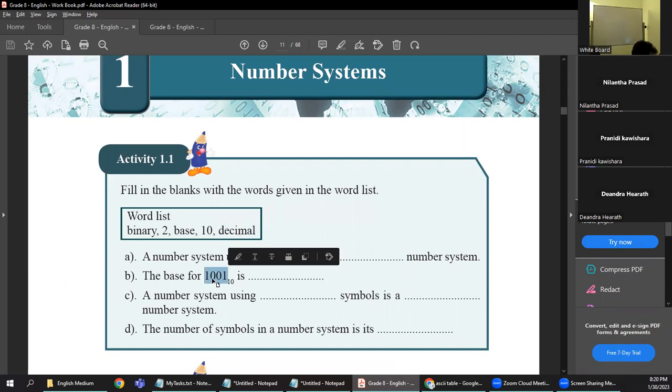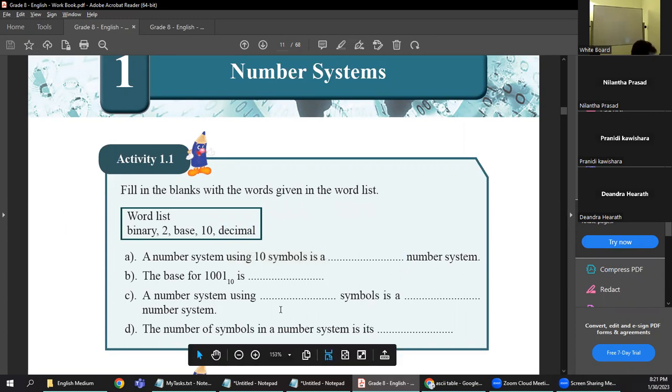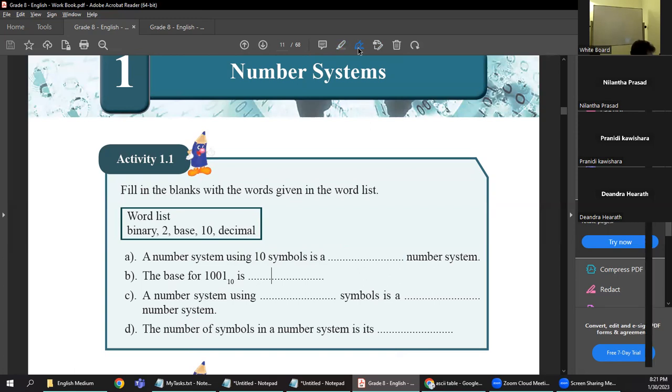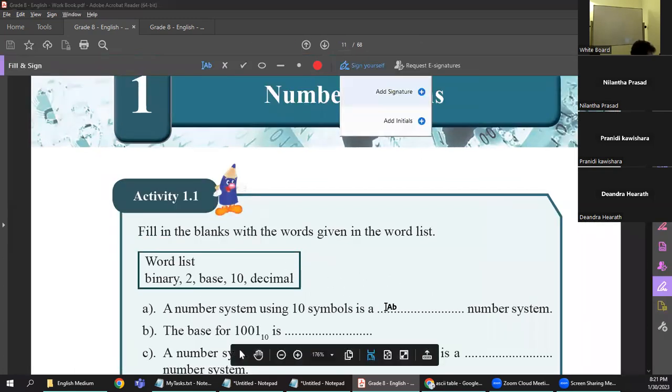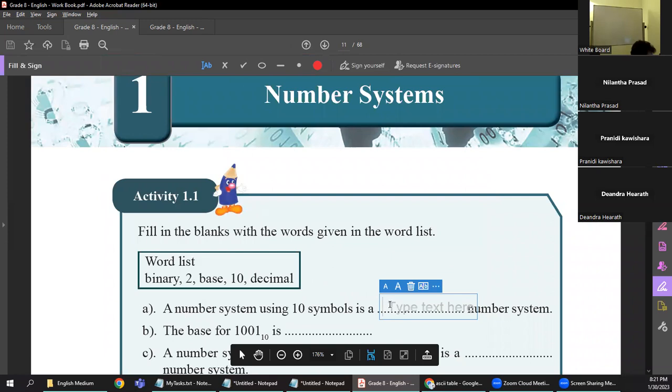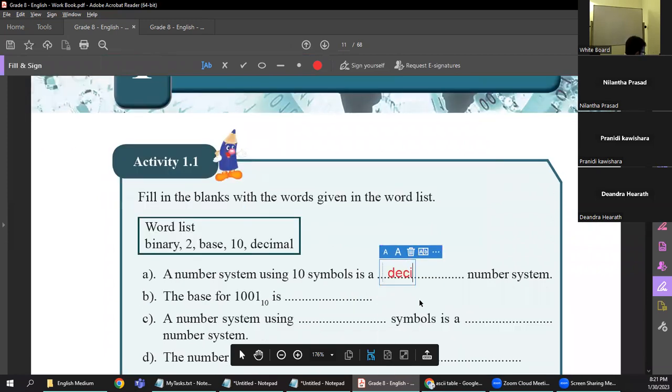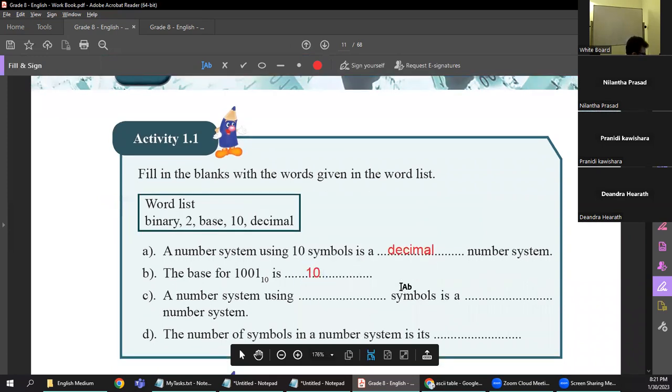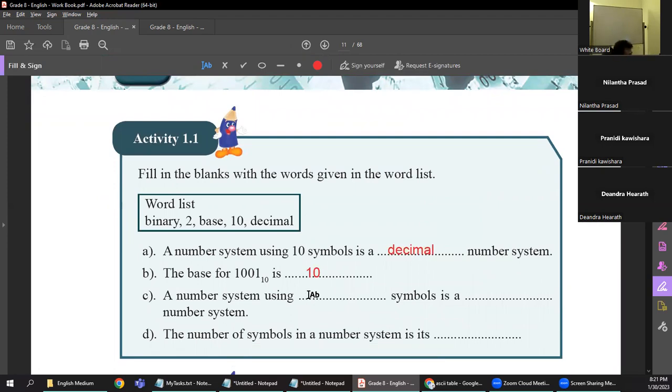Then the base for this, 100 110, is what? 10. What is the answer? 10. Good. So the answer is 10 here. Okay, so we can just write the answers here. This one, decimal. This is 10. Then the number system using what?